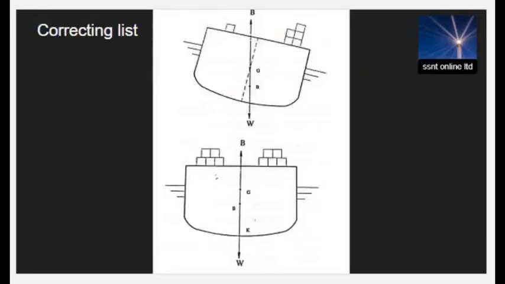Let us now look at a ship with a list that we want to correct. The ship's clinometer shows she's listed 8 degrees to port. We are required to find how many tons must be transferred from port to starboard to upright the vessel. The transferred weight can be cargo, ballast, or maybe fuel.